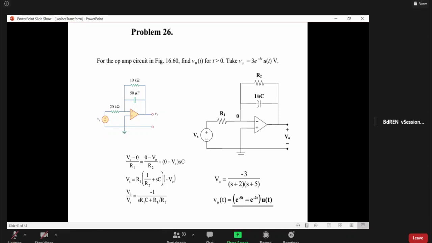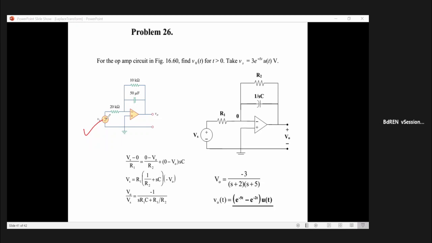So what type of operation is being performed by this operational amplifier circuit? Can you guess? Sir, integrator. It is a leaky integrator. So if this is an integrator, then you can easily obtain the transfer function of this circuit. Either you can directly use the formula that you have learned, or you can write the nodal equations at the node, and you can find the input output relationship.